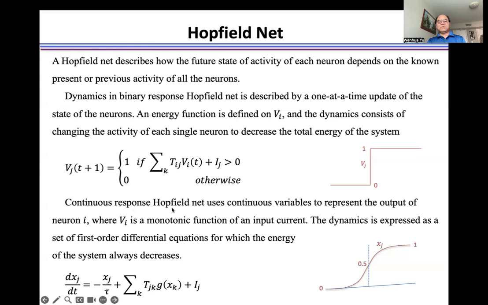Continuous response Hopfield net uses continuous variables to represent the output of neuron i, where Vi is a monotonic function of input current. The dynamic is expressed as a set of first-order differential equations for which the energy of the system always decreases.